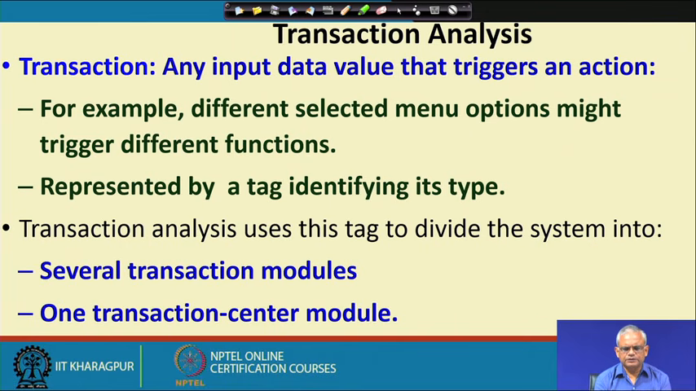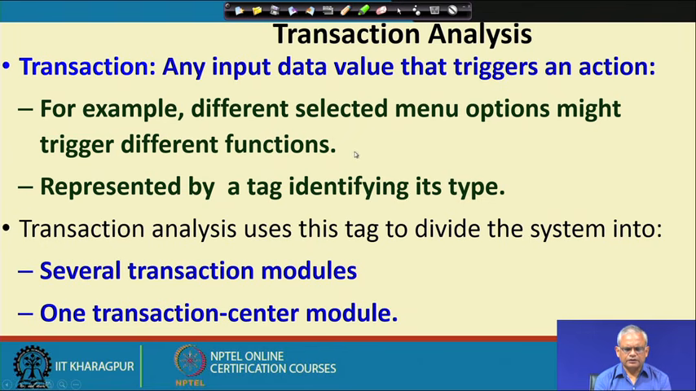Typically, when there are menu options, depending on the menu option chosen, some functions are executed. For example, in a drawing package, if you want to do editing, some specific functions will be invoked. If you want to do printing, some other functions will be executed. If you want to do save, some other functions will be executed.